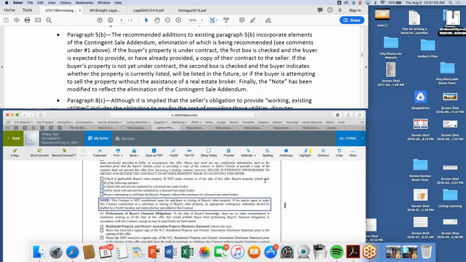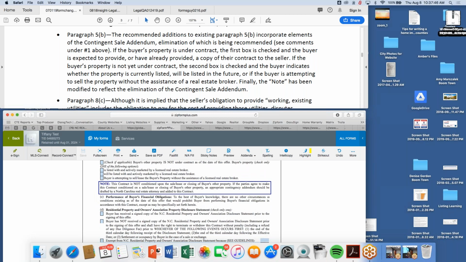So as we go down this path here, it also says, check if applicable. Buyer's other property is not under contract as of the date of this offer. Buyer's property, check only one that follows, is listed and actively marketed by a licensed real estate broker, or will be listed with and actively marketed by a licensed real estate broker. The one thing I think they missed the ball on here is putting the date there. When is it going to be listed? Because yeah, it's going to be listed, but is it going to be 2 weeks from now, 3 weeks from now, or tomorrow? I think that's an important question that you would want to ask if you get that box checked.